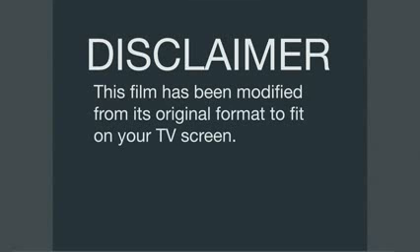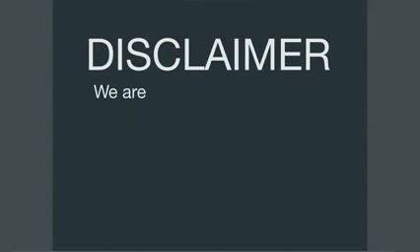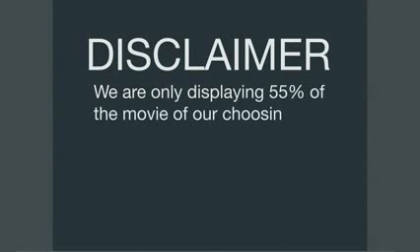Now let's do a little quick math. If we compare a major cinematic film produced in a 2.35:1 aspect frame with my standard 4:3 TV screen, we find out that only 55% of the movie can actually fit on the screen at any one time. Just over half! You've seen the disclaimer at the beginning of the movie on TV or DVD that says this film has been modified from its original format to fit on your TV screen. Well, what it should say is, we are only displaying 55% of the movie of our choosing.